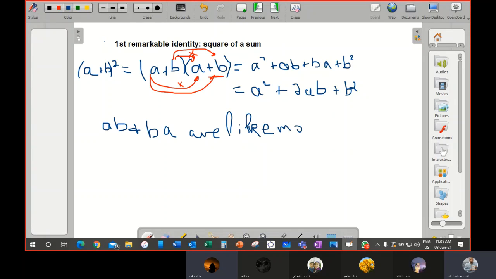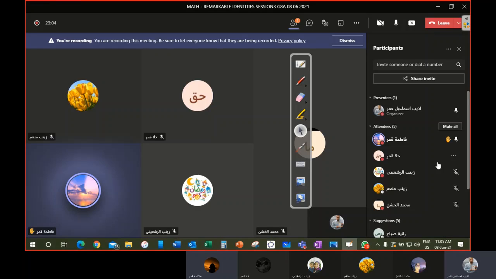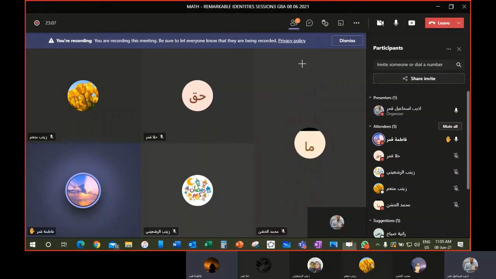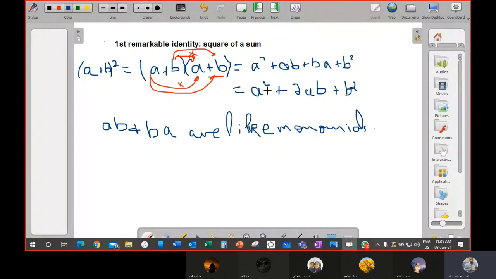Who can tell me how do we know if two monomials are like? Raise your hands. Zainab, how do we know that two monomials are like? If they have the same degree and the same unknown. Two monomials with the same unknown and the same degree are said to be like. We can add them or subtract them.